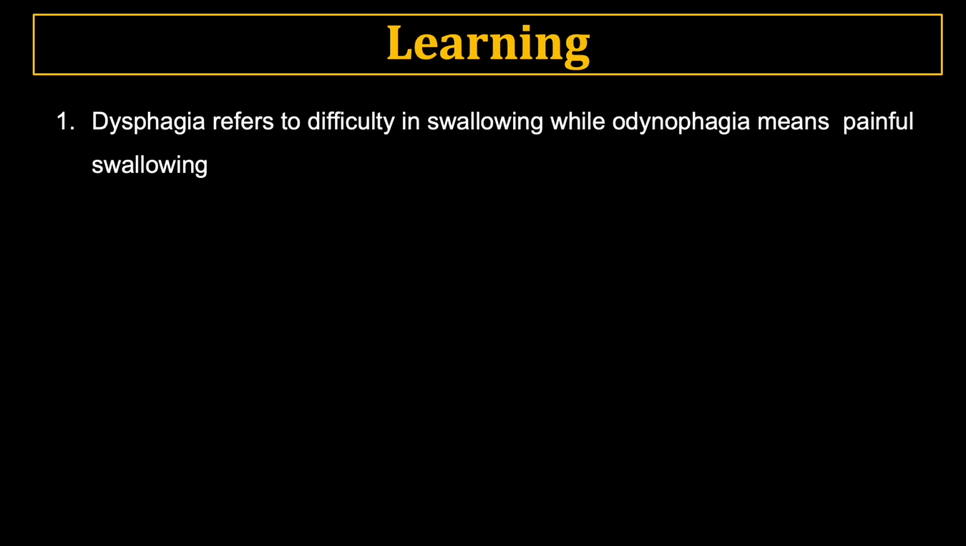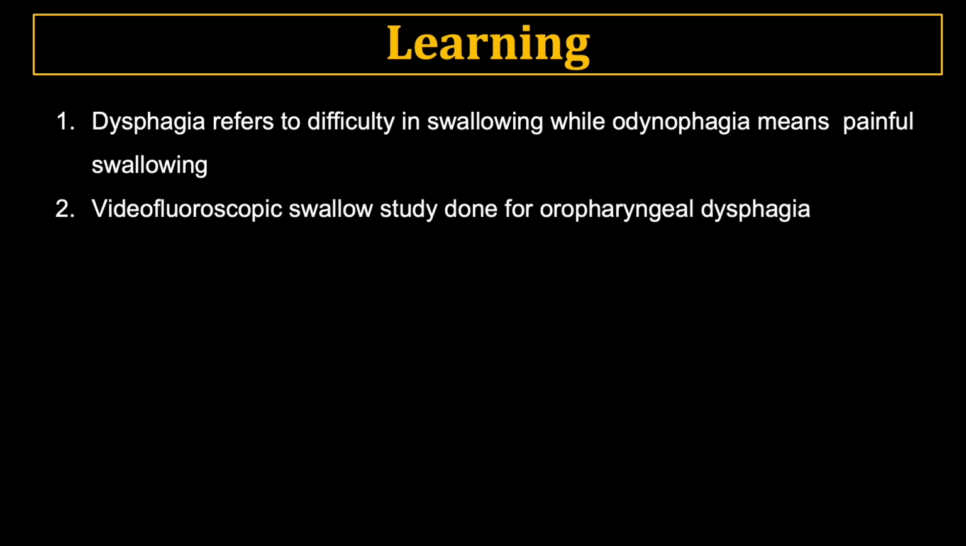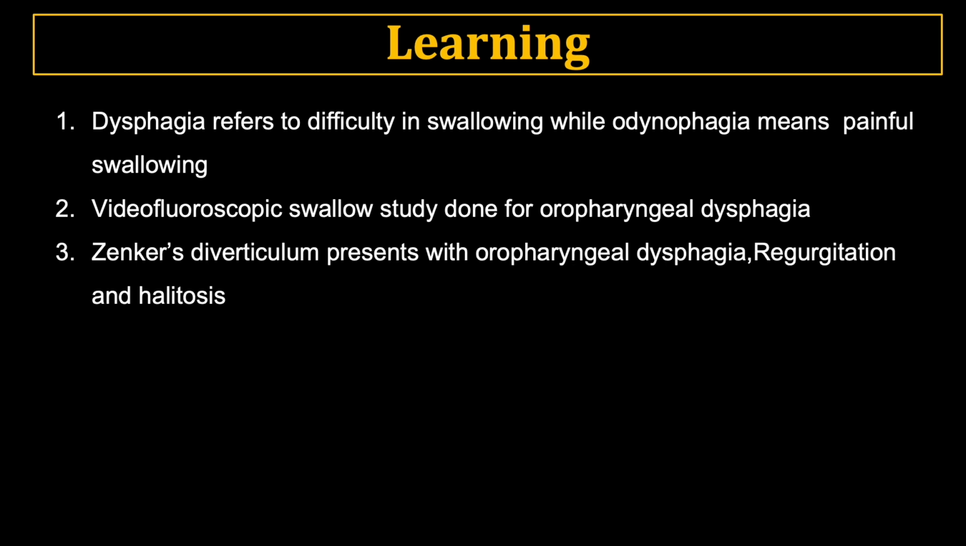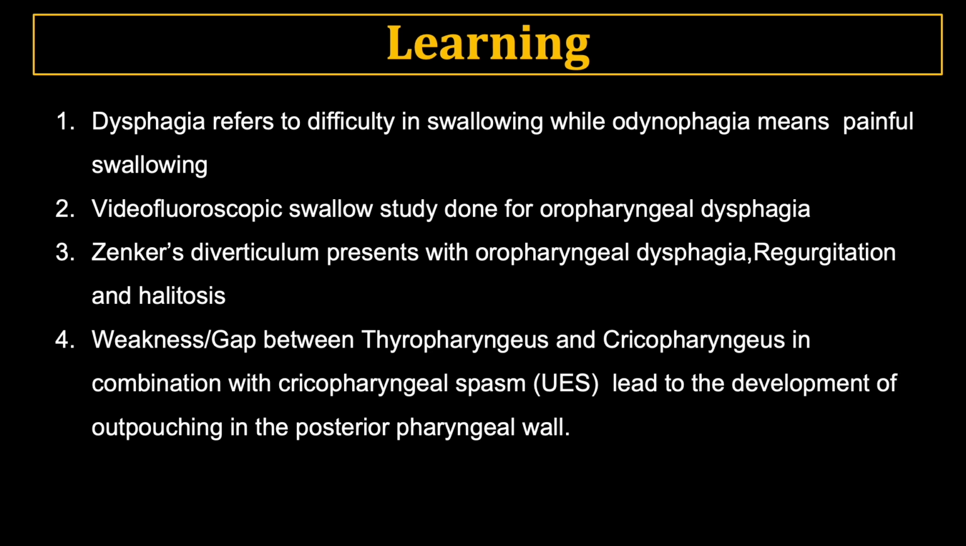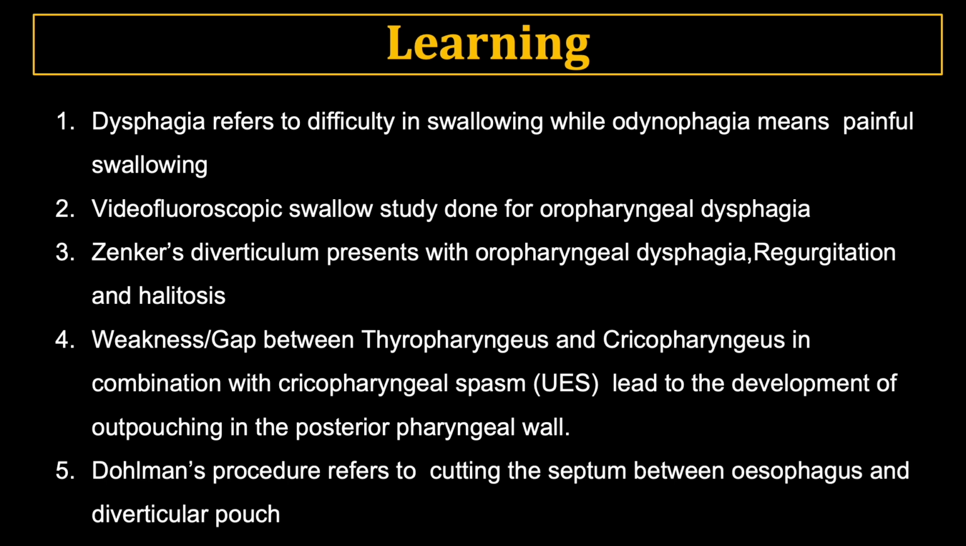Now, today's learning: dysphagia refers to difficulty in swallowing, while odynophagia means painful swallowing. Video fluoroscopic swallow study is done for oropharyngeal dysphagia. Zenker's diverticulum presents with oropharyngeal dysphagia, regurgitation of undigested food, and halitosis. A weakness or gap between the thyropharyngeus and cricopharyngeus, in combination with cricopharyngeal spasm, leads to development of an outpouching in the posterior pharyngeal wall, known as Zenker's diverticulum. The Dohlman procedure refers to cutting the septum between the esophagus and the diverticular pouch, creating a common cavity so that food is not collected.